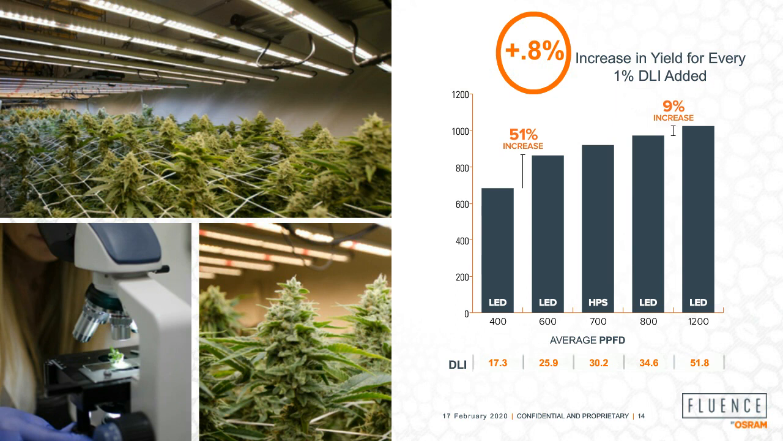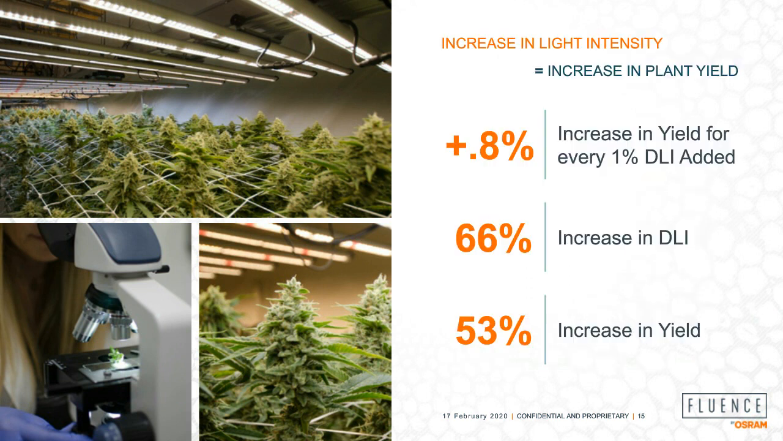And so there's an upward trend when going from a 400 to a 1200 PPFD, or in other words, a 17 DLI to a 51 DLI. And what the trend was is an increase in yield. And so as we added more light to the environment, we in turn received more yield, which is huge for the bottom line when you're in an environment where margins are where they are today for cannabis.